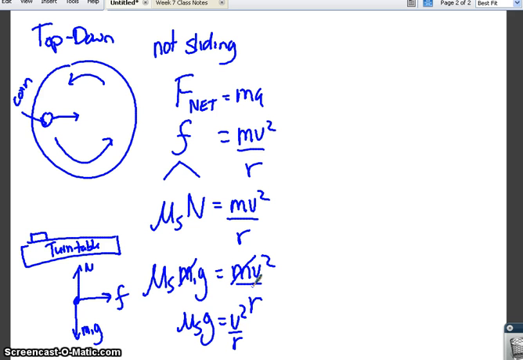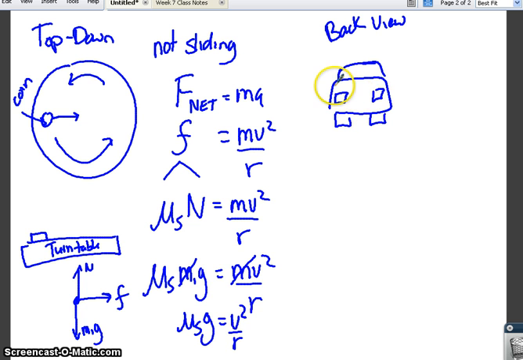I'm going to bring up the same situation. It is a car turning. This is a back view. So I'm looking at a car from the back. These are the tail lights, trunk. So we're looking at it from the back. It is turning to the right. It would be the same exact situation as the one down here. Mu static times m1g equals mv squared over r.